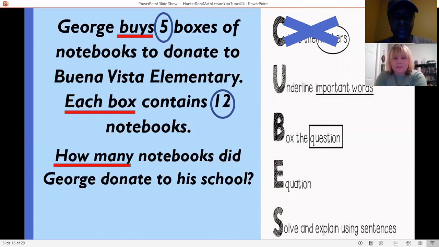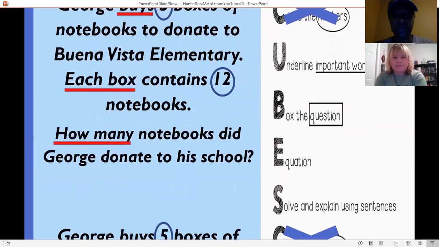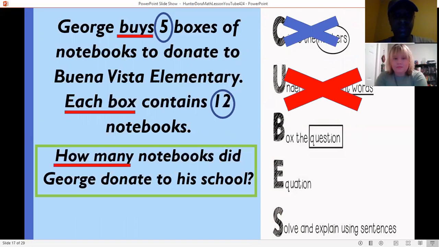Wonderful. Yes, thank you, Ms. Dora. Let's move on to B. We are going to box our question. How many notebooks did George donate to his school? Wonderful. And boys and girls, I hope that all of you were able to pick out that question as well. Remember how many was a clue word, and then our question mark at the end of the sentence should have also been a clue. So let's go to E and look at our equation.